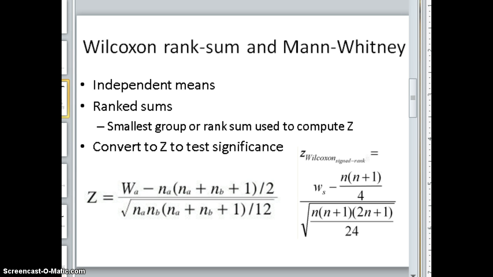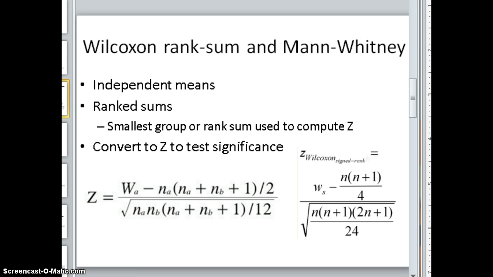In the Wilcoxon rank sum test, ranks for each group are summed. Then the sum of ranks from either the smallest group, or if the groups are equal, the smallest rank sum, is compared to what would be expected if the ranks were random. This test is kind of the non-parametric equivalent of an independent samples t-test.